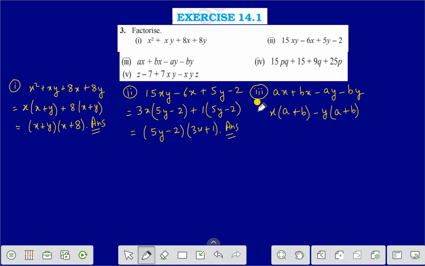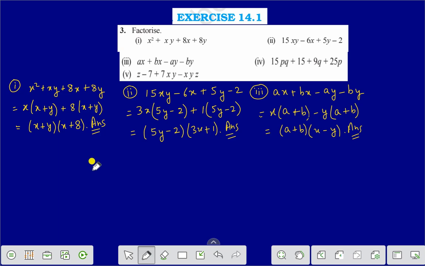Now if we take a plus b as common, then we are getting a plus b into x minus y, and that is the answer of question number 3. A plus b into x minus y.